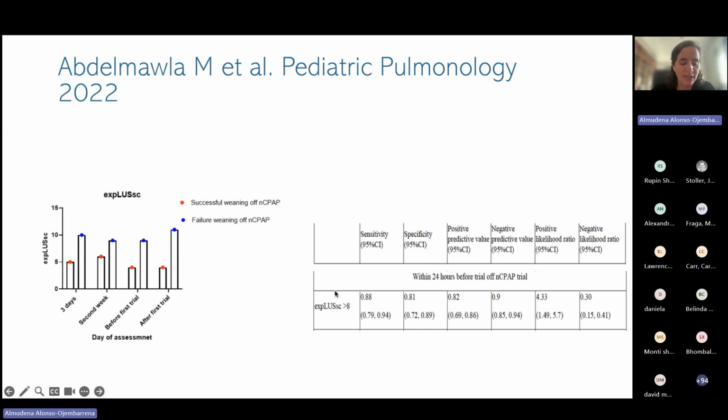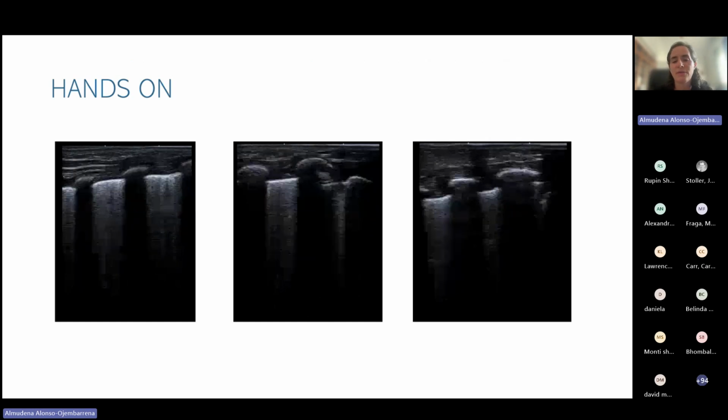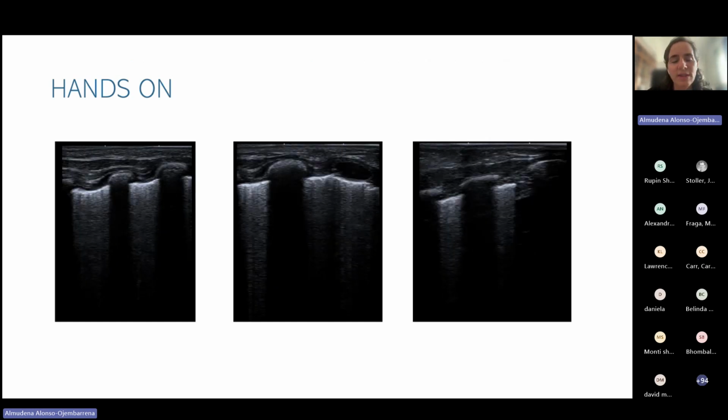They also got this value of lung ultrasound score of 8 points as a threshold to decide whether to remove the non-invasive ventilation in this population. This is an example of how we do it as well.